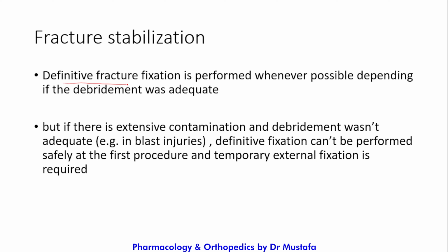Definitive fracture fixation is performed whenever possible, depending on whether the debridement was adequate. But if there is extensive contamination and debridement wasn't adequate, for example in blast injuries, definitive fixation can't be performed safely at the first procedure, and temporary external fixation is required. After that the patient is brought back to the operating room within 7 days for the second procedure, where the debridement is repeated, and then the definitive fracture fixation is used.